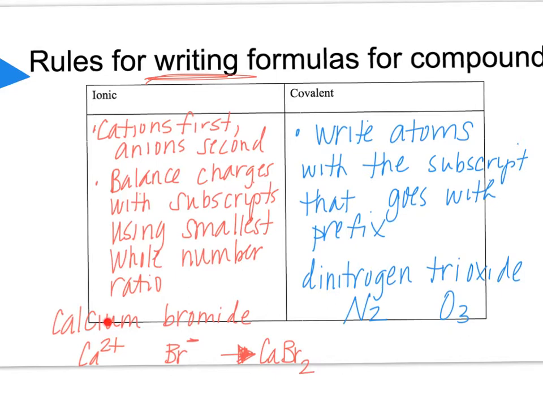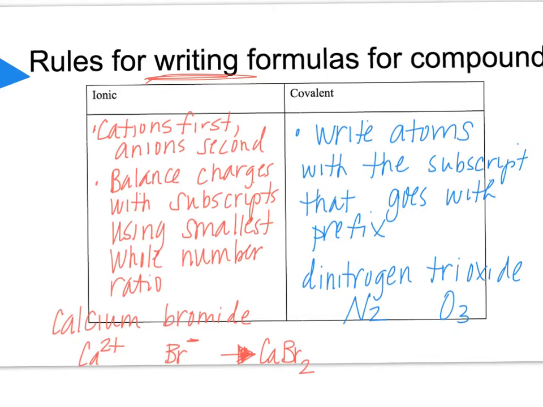So this example here is calcium bromide. I got a +2 here and a -1 there. So I need both sides to be a total of 2, so the positives can cancel out the negatives. So in that case, I would use 2 total bromines. So I would write it as CaBr2.